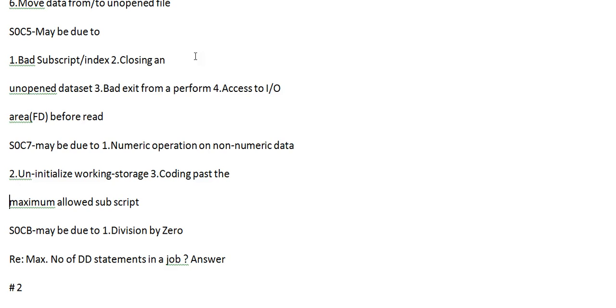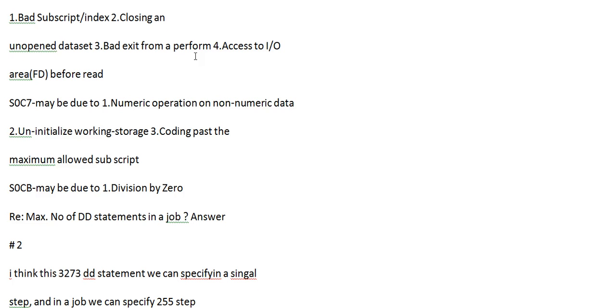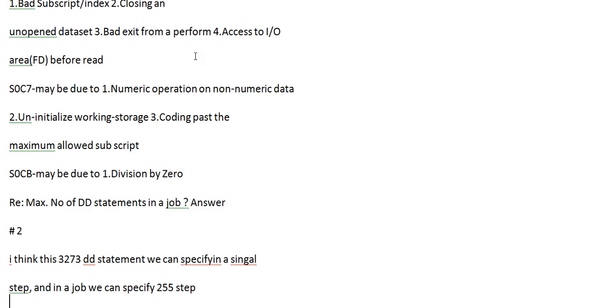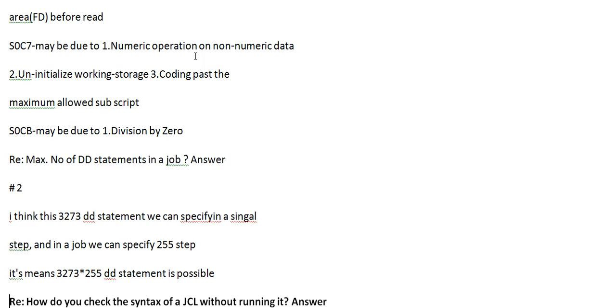I think this would give you the best answer when an interviewer asks these kinds of questions. The next question is: what is the maximum number of DD statements in a job? I think it is 3273 DD statements we can specify in a single step, and in a job we can specify 255 steps. It means 3273 into 255 DD statements is possible. This is also one of the important questions asked by interviewers.